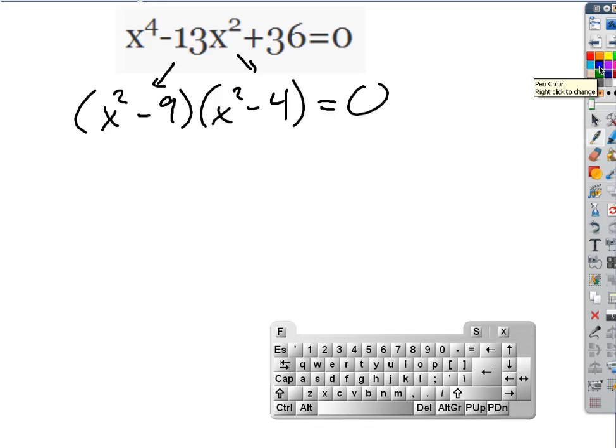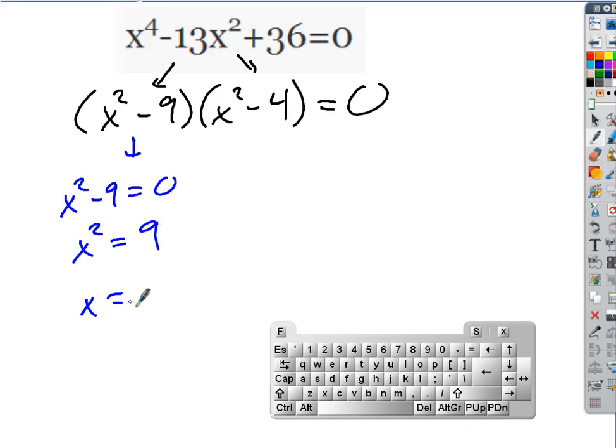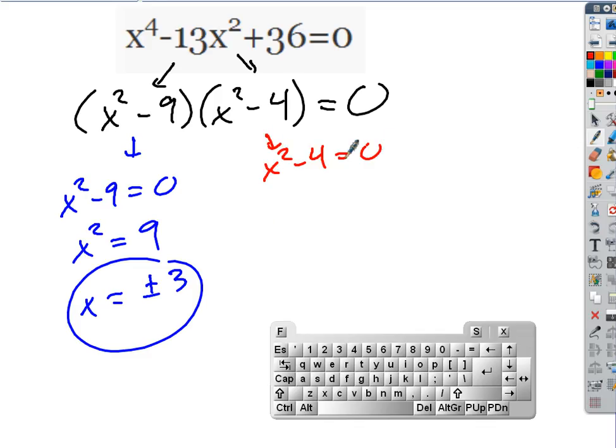Okay, so now the question asked us for the greatest and the least real zeros. What's our greatest real zero? 3. What's our least real zero? Negative 3. Yeah, right? Those are the two extreme answers right there. So our answers then would be: least real solution, negative 3. Greatest real solution, positive 3.